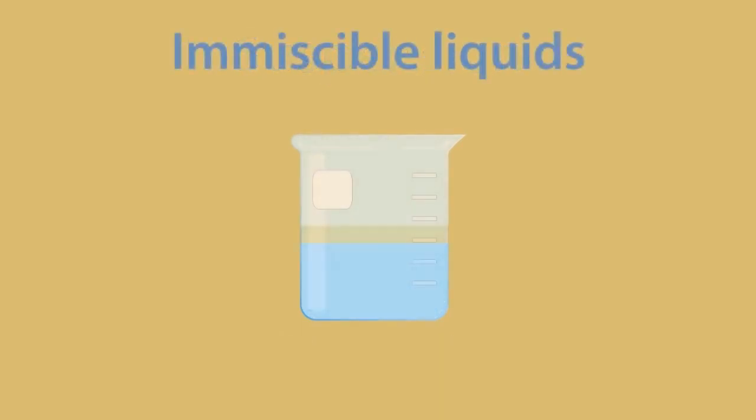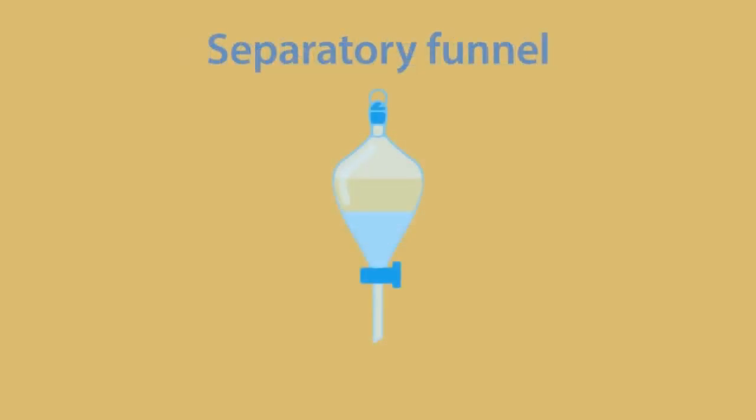Two immiscible liquids, such as oil and water, can be separated using a separatory funnel. This is an apparatus with a stopcock at the bottom. Releasing the stopcock allows the contents to flow out, and closing it stops the flow.